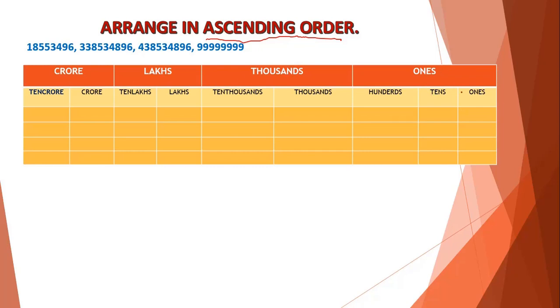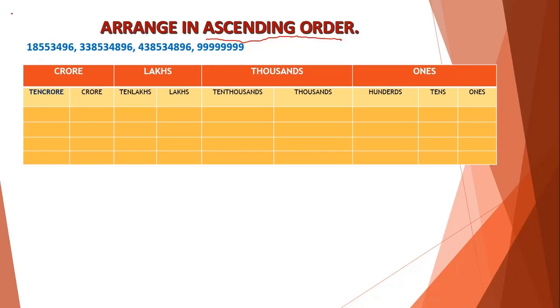Ones period has ones, tens, hundreds places. In the same way, thousands period has thousands and 10,000 places. Lakh has lakhs and 10 lakhs places. Crore has crore and 10 crore places.